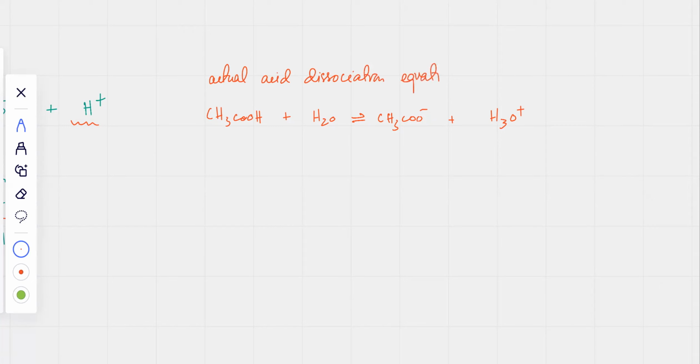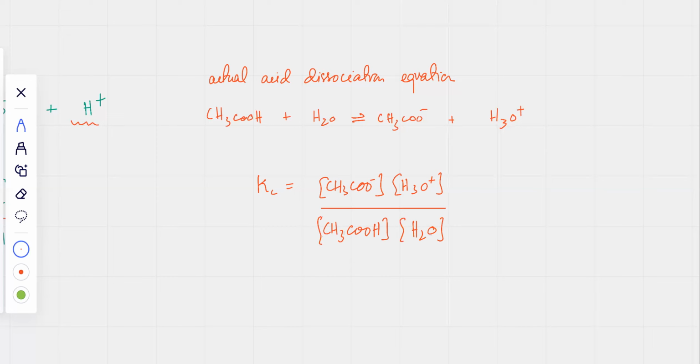So don't get confused if they're using this one. But even if you use this expression, your equilibrium constant would come out to be the same thing. It's going to be the product concentration, times the other product, which is H3O+, divided by the reactant concentration, which is CH3COOH and water.